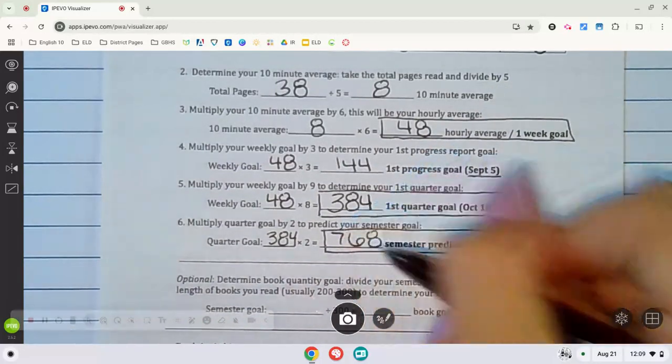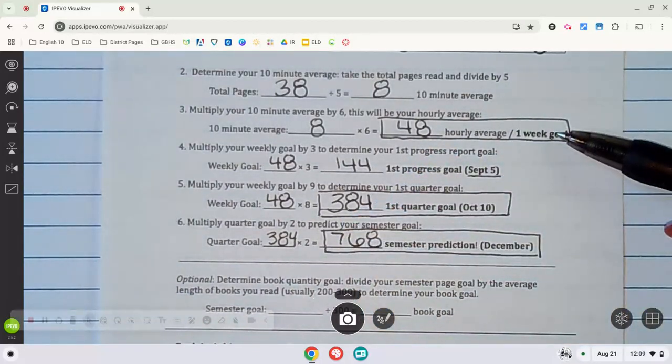Okay, so we've got a couple things that we're working toward. This is what we want to try to check in with every week, that we're hitting this as our weekly goal.